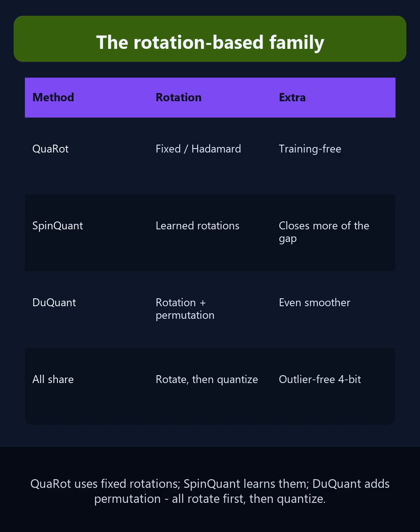QuaRot also started a family of rotation methods. QuaRot itself uses fixed random or Hadamard rotations, no training needed. Then SpinQuant learns the rotation matrices with a little optimization, and closes more of the gap to full precision. DuQuant combines rotation with permutation for even smoother distributions. All of them share the same core insight: rotate first, then quantize.